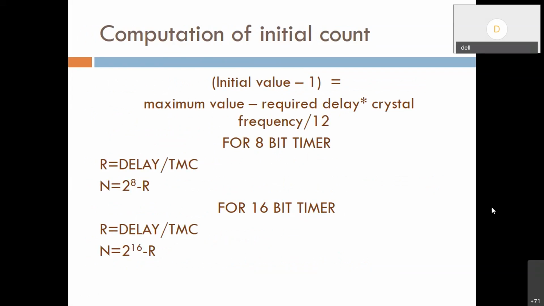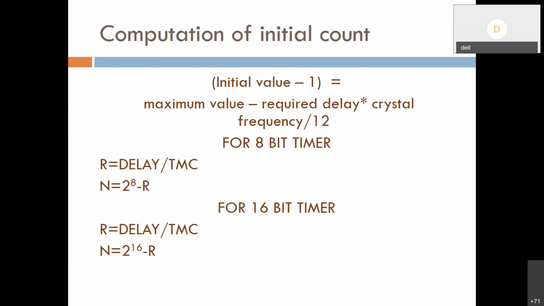Okay, now how to compute that initial value. In step 2, we mentioned that the initial value depends on the delay. How to put that initial value? So you can say the initial value formula is: initial value minus 1 is equal to maximum value minus required delay into crystal frequency divided by 12.